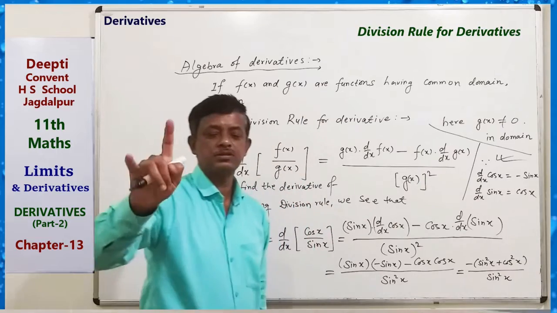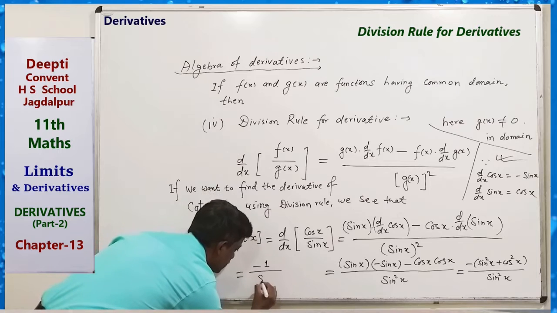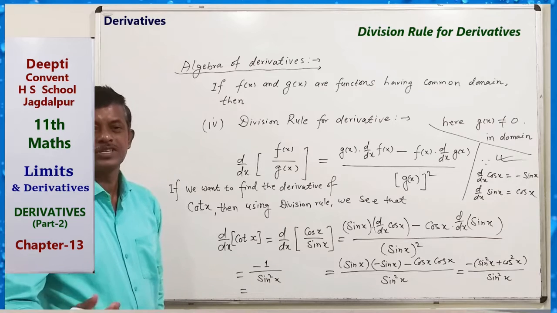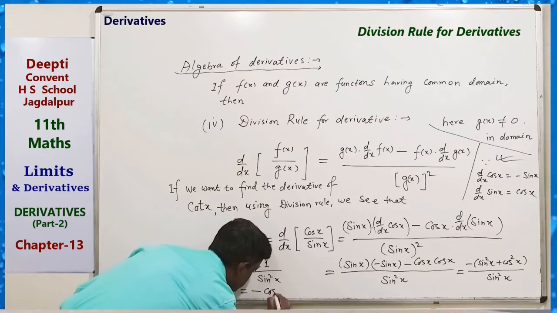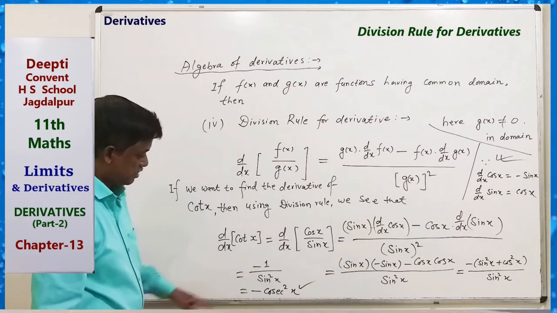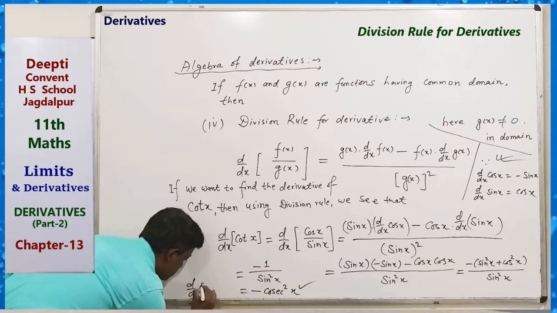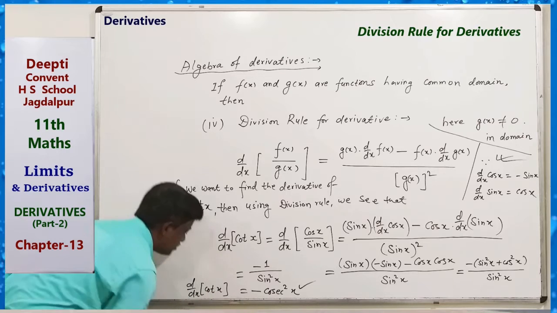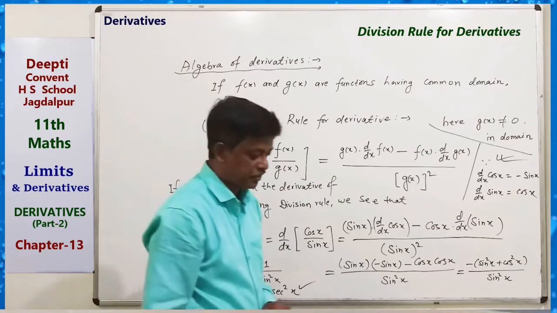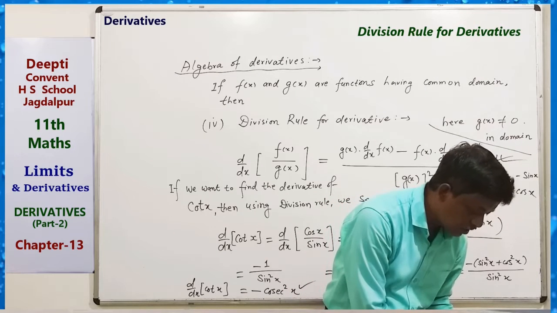Since sin square x plus cos square x equals 1, finally we get minus 1 upon sin square x. That is, 1 by sin is cosec, so minus cosec square x. This is the final derivative. What is the value of d by dx of cot x? Derivative of cot x is minus cosec square x.